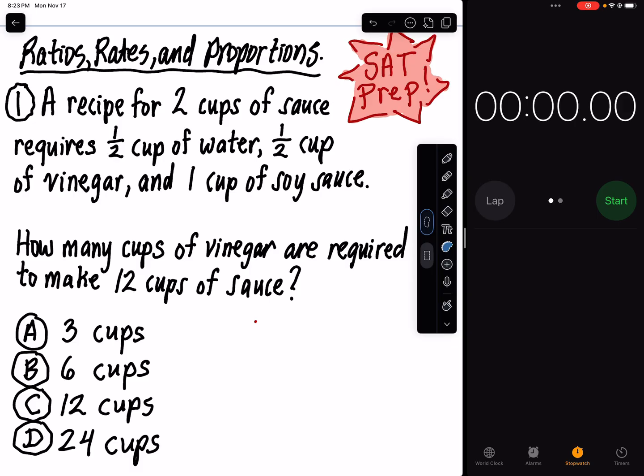So here's your first question. It says, a recipe for 2 cups of sauce requires half a cup of water, half a cup of vinegar, and 1 cup of soy sauce. How many cups of vinegar are required to make 12 cups of sauce? Is it 3, 6, 12, or 24 cups? I'll give you a little bit of time. I'll reread the question, and then we will talk about it after a minute and a half.